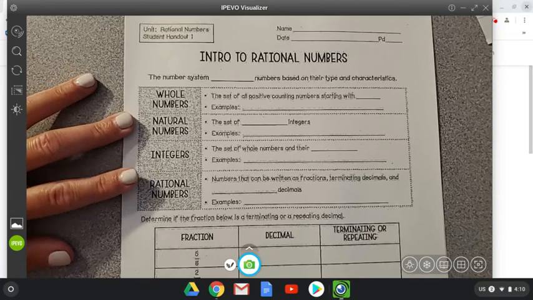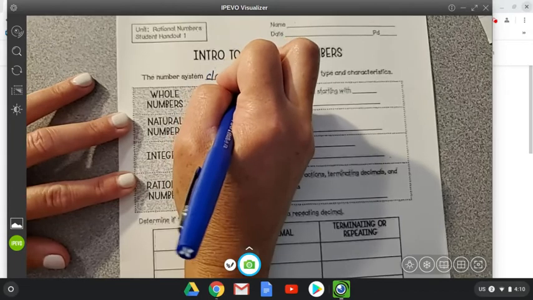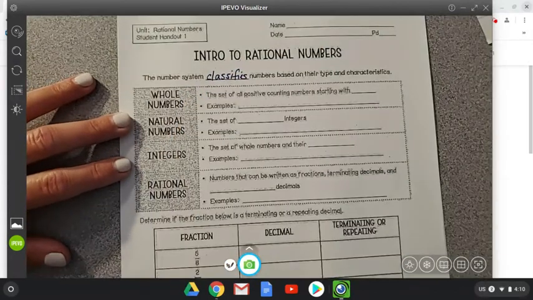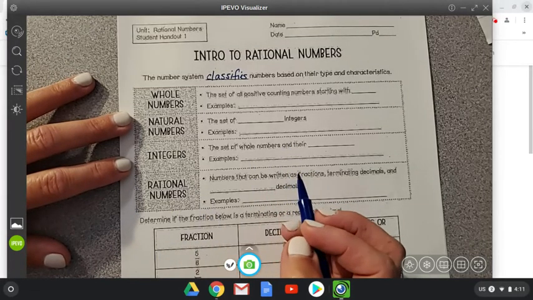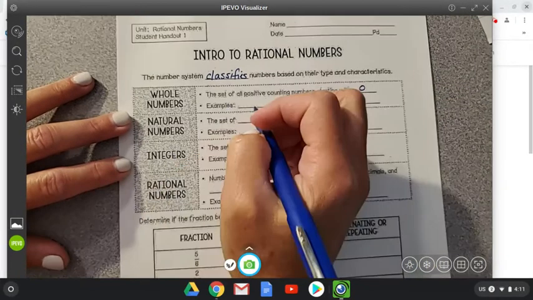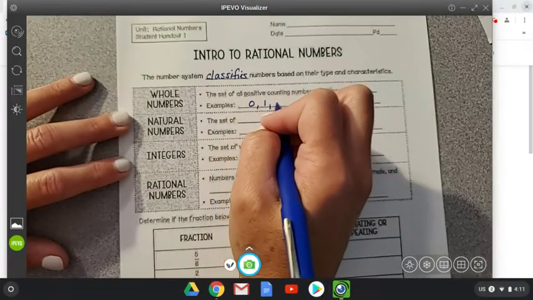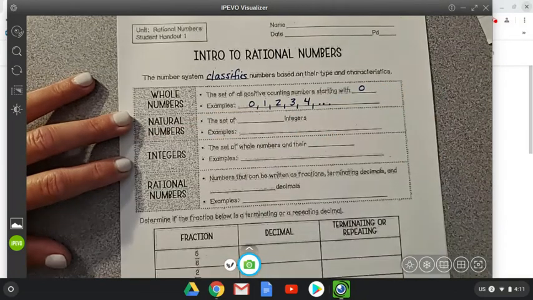All right, the number system classifies numbers based on their type and characteristics. So here we have 4 different types of numbers, okay? The first type of numbers are called whole numbers. Whole numbers are the set of all positive counting numbers starting with 0. Examples of whole numbers are 0, 1, 2, 3, 4, and so on. All of the positive counting numbers are whole numbers.